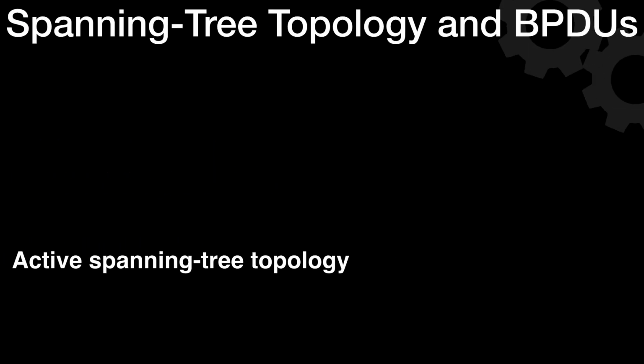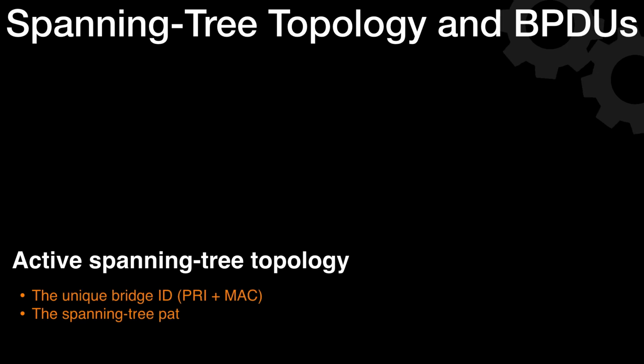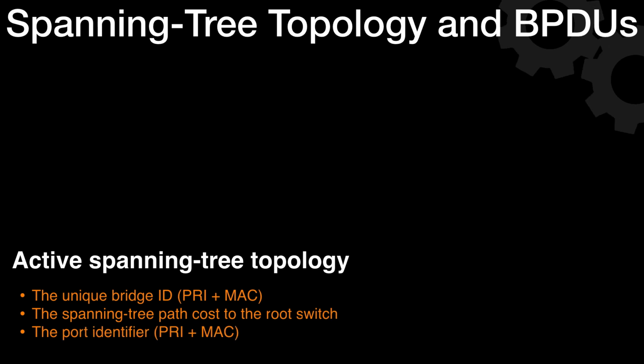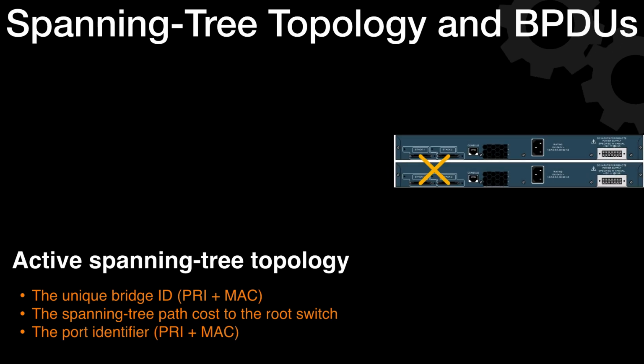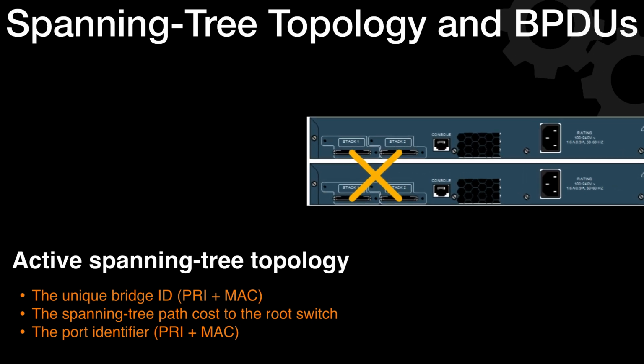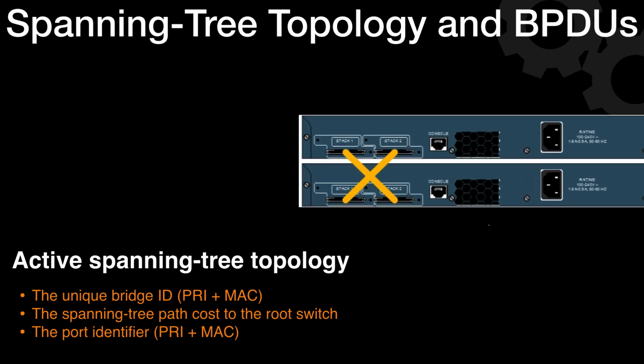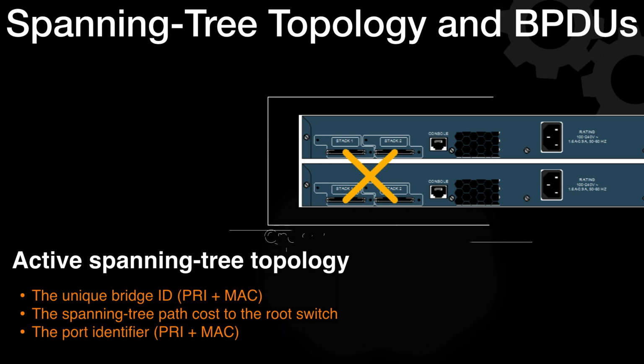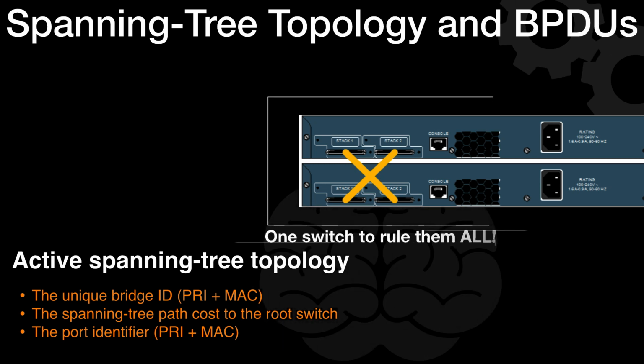The stable, active spanning tree topology of a switched network is controlled by these elements: the unique bridge ID, device priority and MAC address associated with each VLAN on each device. In a device stack, all devices use the same bridge ID for a given spanning tree instance. The spanning tree path cost to the root device, the port identifier, port priority and MAC address associated with each Layer 2 interface.